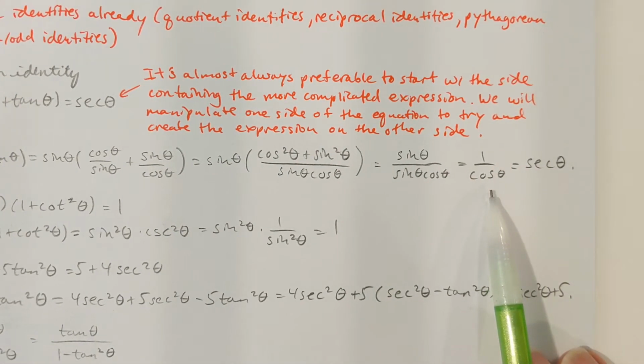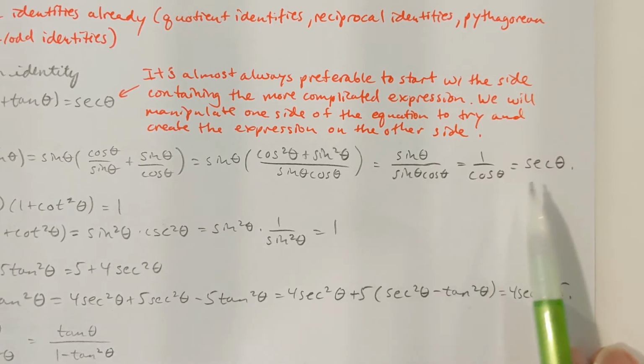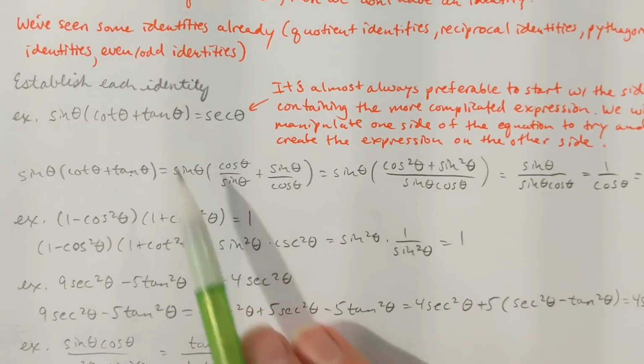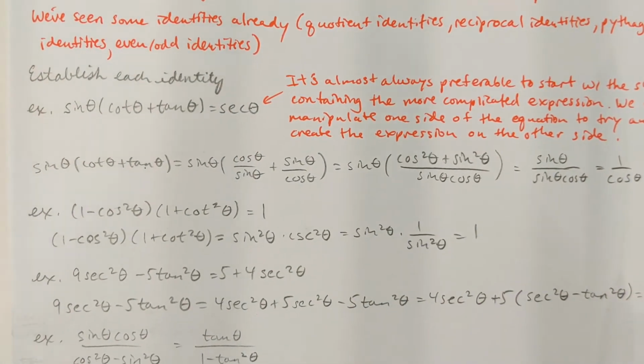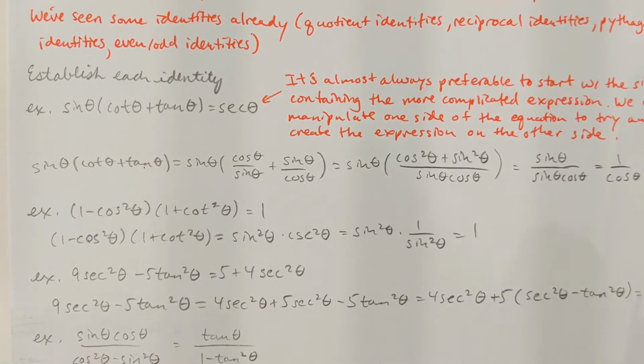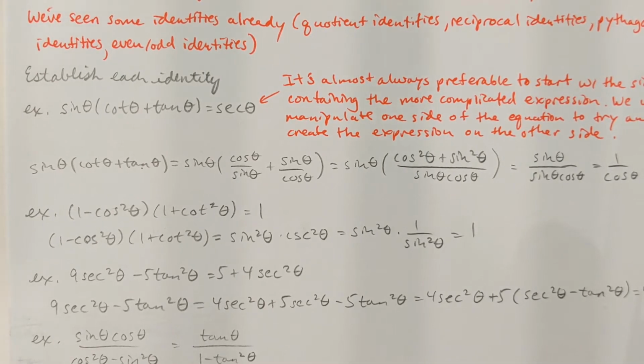That'll leave me with 1 over cosine theta, which by definition is how we define secant theta. And that's where I had to get to. I had to get to secant theta there in the problem. Now, when you're establishing identity, there is not just one way to do the problem. Okay, there are usually many different options. All we're looking for is just an algebraic manipulation to get from one side to another side.